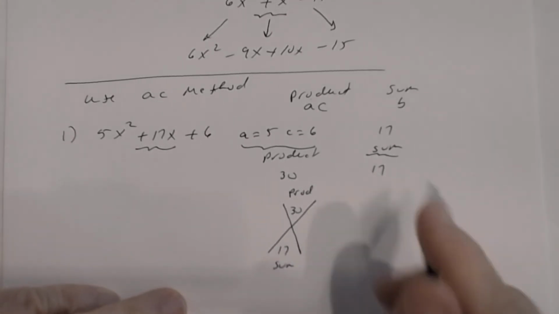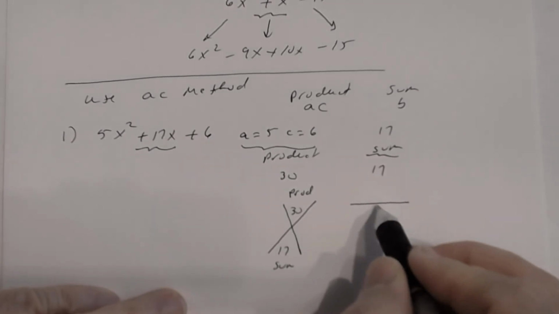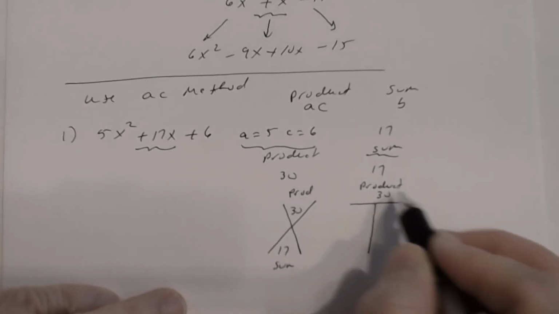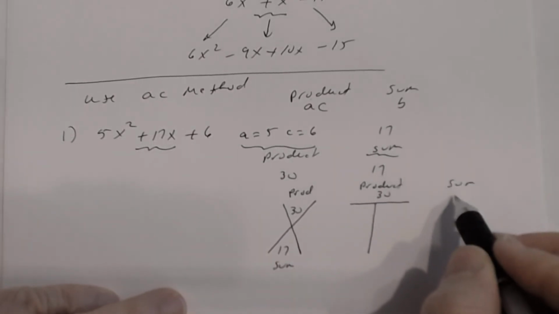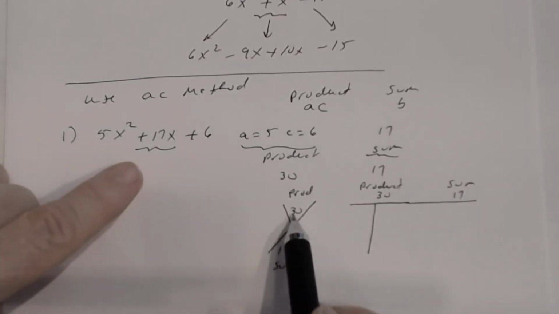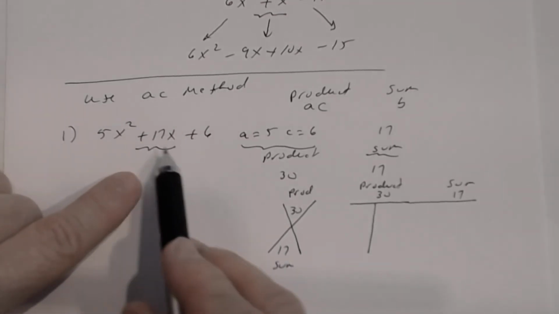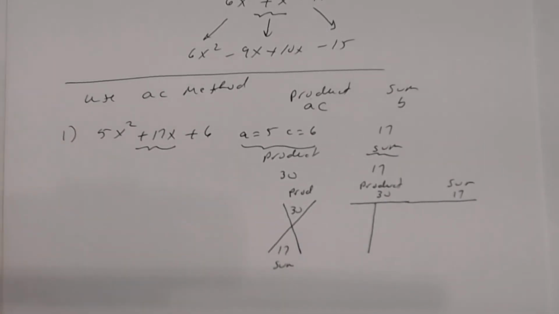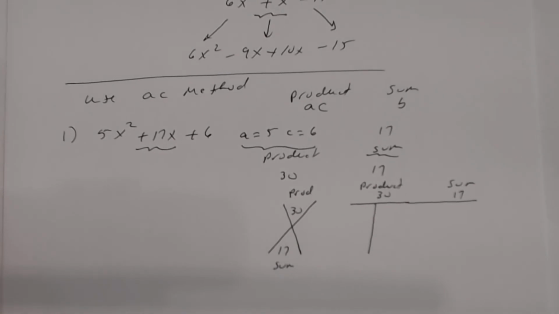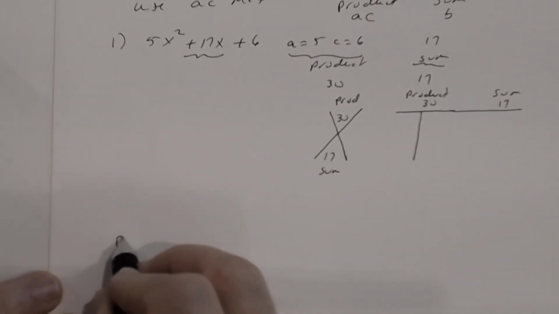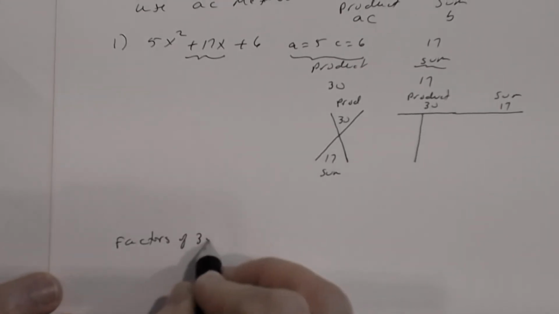And then go off to the side now, and let's talk about factors of 30. You want your product to be 30, correct? And you want your sum to be 17. So you want to find two numbers, because remember, you want to add these up, whose product is 30 and whose sum is going to be 17. In your mind, you're thinking about factors of 30.